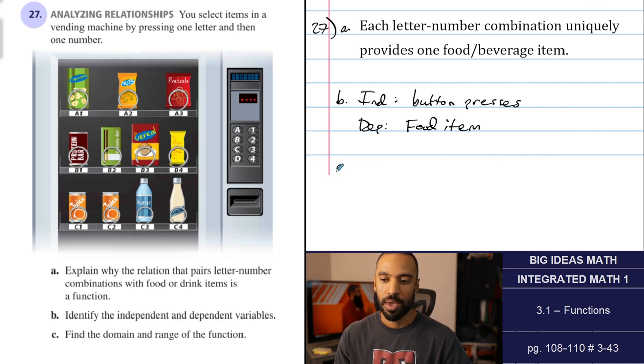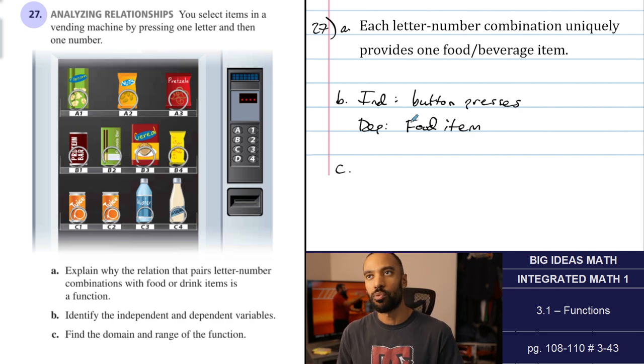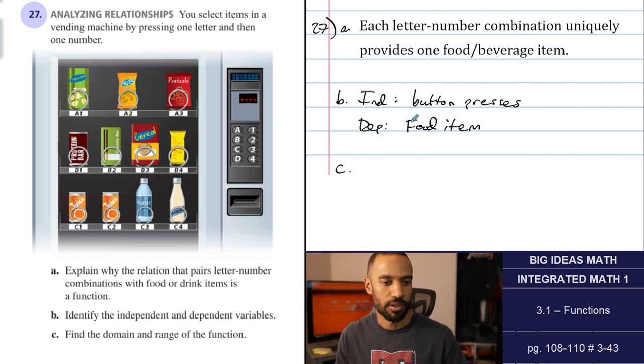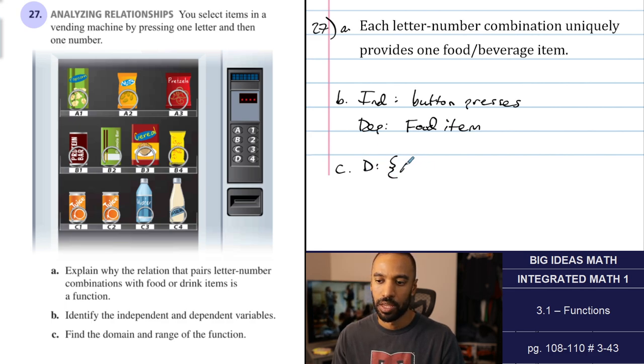Part C, find the domain and range of the function. Oh, interesting. So with the domain and range, you have to remember this is a certain combination of things. Listen, the tags are below. This is exactly what you can write. Just A1, A2, A3, etc. So the domain is all these values here. And I'm going to list them kind of in that order. So A1, A2, A3, B1, B2, B3, B4, and C1 to C4.